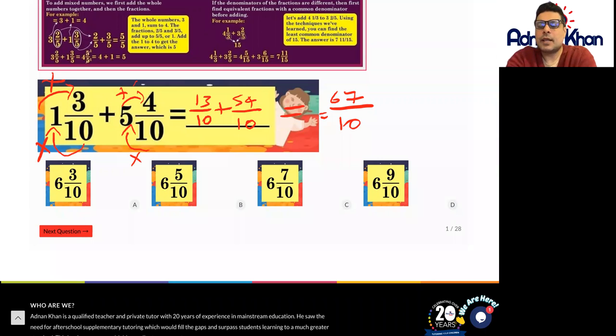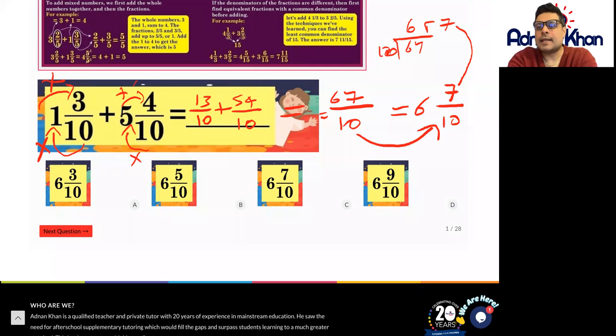So how many times can 10 divide into 67? Let's just work it out up here. 10 goes into 67 6 times, because 10 times 6 is 60, and that leaves us with a remainder of 7. The remainder goes at the top, 7, and the bottom number always stays the same. So our answer in this case is 6 7 over 10.